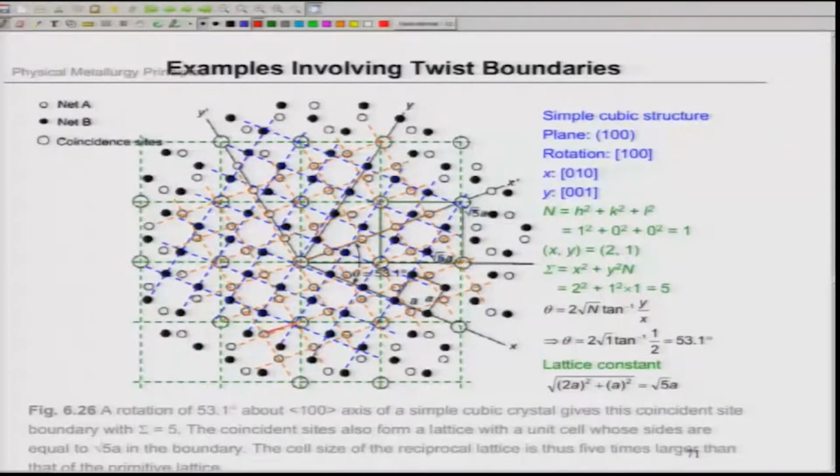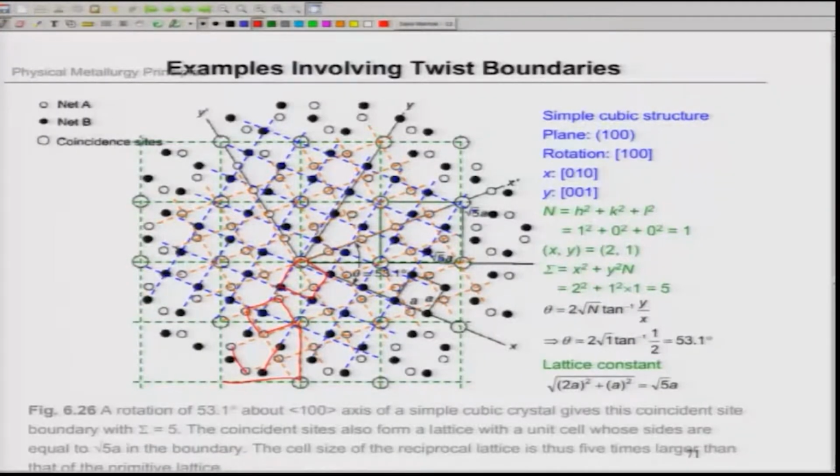You can clearly see this was the unit cell of the A atoms and this was the unit cell of the B atoms, the black ones. Compared to that, the unit cell of the new lattice is root 5 times bigger. That can be calculated easily, because as you know, I know this distance, so we can easily calculate the values. Anyway, we can generate different kinds of boundaries by using such formulae, and this is widely used in the literature now.